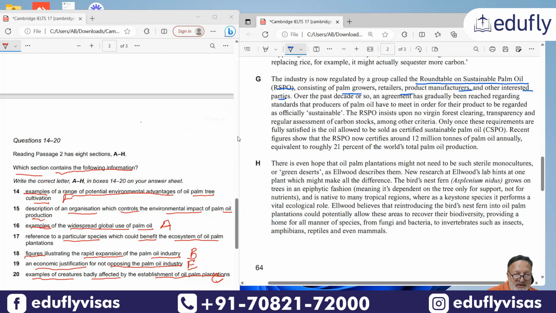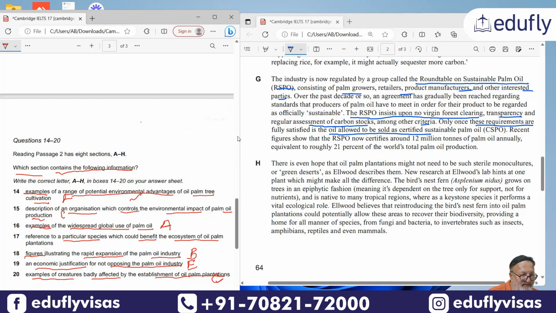So the RSPO insists upon no virgin forest clearing. So it restricts that virgin forest clearing, because the forests which have developed very recently are virgin forests. Transparency and regular assessment of carbon stocks. Only once these requirements are fully satisfied is all the oil allowed to be sold. So these are restrictions which have been laid down. These are controls, so it controls the environmental impact. So this has to be G.